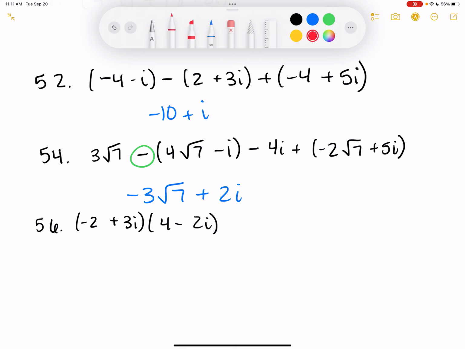So what am I going to need to do with these? FOIL. So what is that going to give me then? Negative 8 plus, no, I'm sorry, plus 4i. Wait, where's outside? Wouldn't it be 12i? Yeah, plus 12i minus 6i squared. So that's going to be negative 8 plus 16i minus 6i squared, but what does i squared do? Negative 1. So it's going to be plus 6.